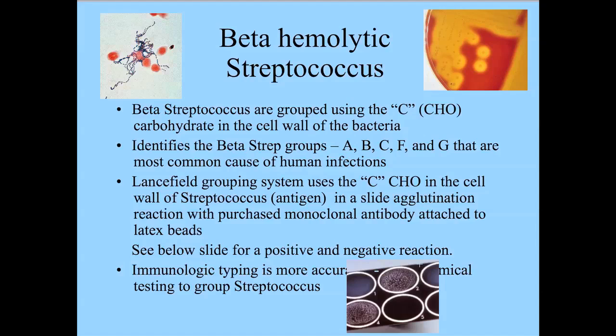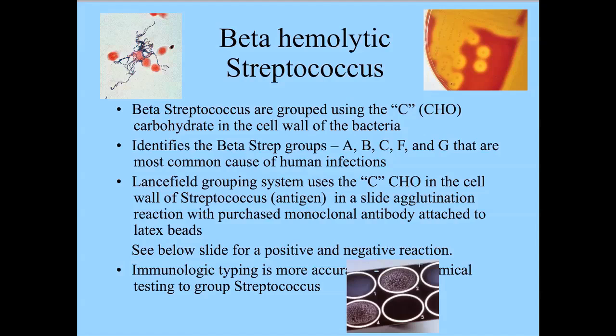The way we can identify these is by using a very old system called the Lancefield grouping system. This uses the C carbohydrate in the cell wall of the beta hemolytic organism. We do an extraction and do a slide agglutination reaction with purchased monoclonal antibody. This is attached to latex beads and causes agglutination, as you can see in the slide in the bottom. This immunologic typing system is the best system available for us to identify the beta hemolytic strep, and is far better than the use of biochemical reactions.